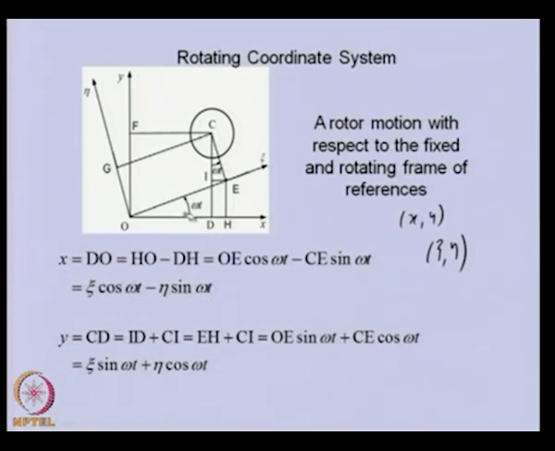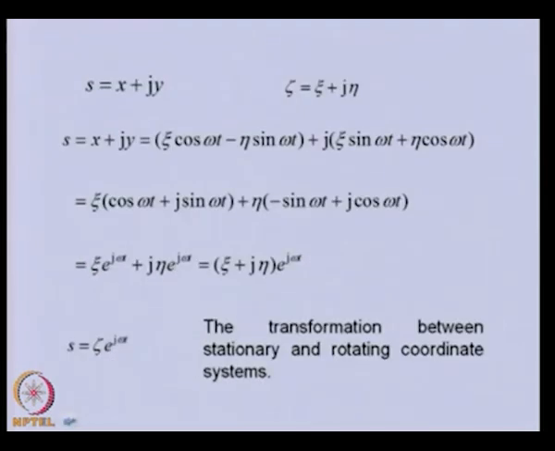This omega t is the angle at a particular time t of the rotating coordinate system. At time t equal to 0, we can assume that both coordinate systems are in the same position, but as time passes this rotating coordinate system rotates with the spin speed of the shaft. Similarly, y can be related as xi sin omega t plus eta cos omega t. These are standard trigonometry relations.